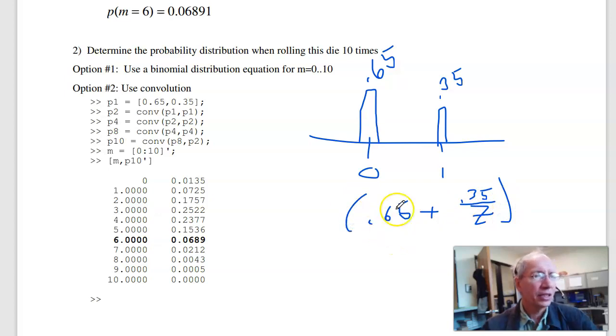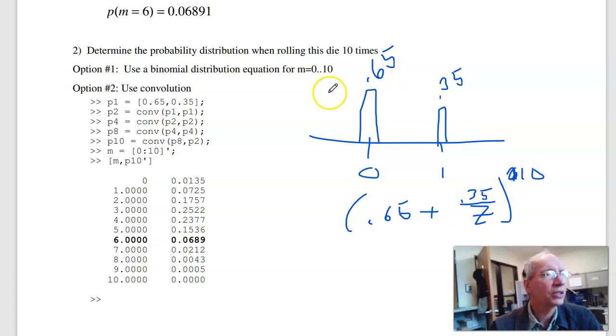If I do this twice, I square the z transform. 10 times, I raise it to the 10th power. So what I'm really doing is I'm trying to find out what polynomial is this to the 10th power. Multiplying polynomials is convolution. So what I can do is take a single coin toss, convolve it with itself, gives you 2 coin tosses, convolve that, you get 4 coin tosses, convolve that, I get 8 coin tosses, convolve 8 and 2, I get 10 coin tosses.